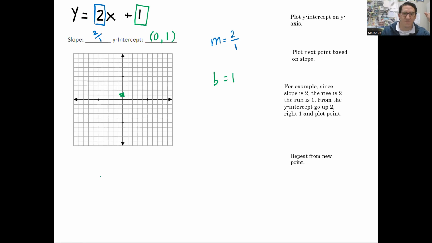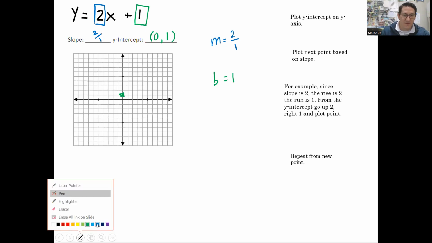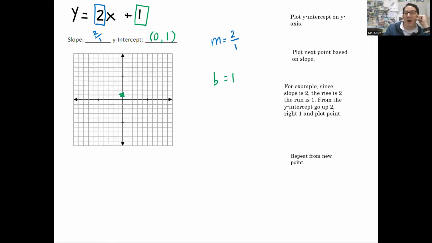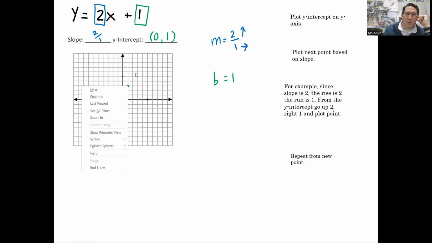It's always going to be on the vertical axis, the up and down y-axis. And then from the starting point, I'm going to use the slope. This rise over run, it's positive 2. So from the starting point, I'm going to count up 2. And the run is 1, so I'm going to go to the right 1. So from here, up 2, right 1.